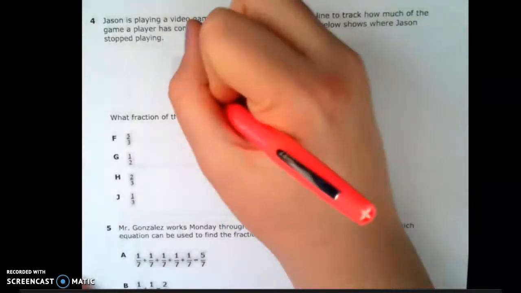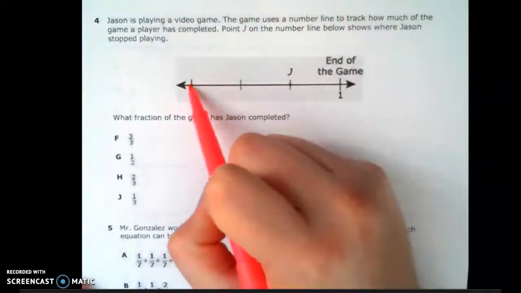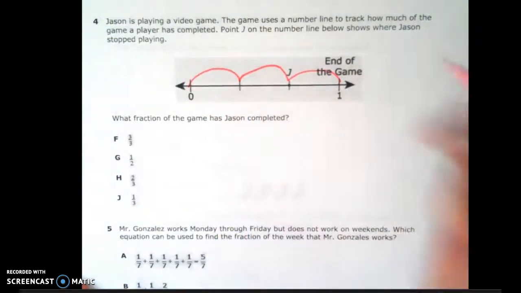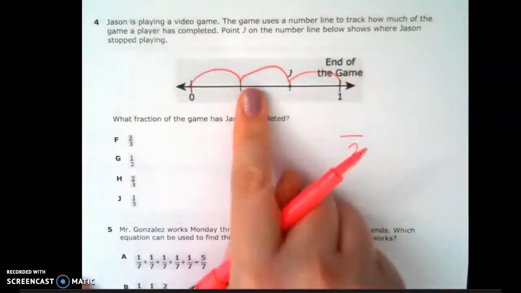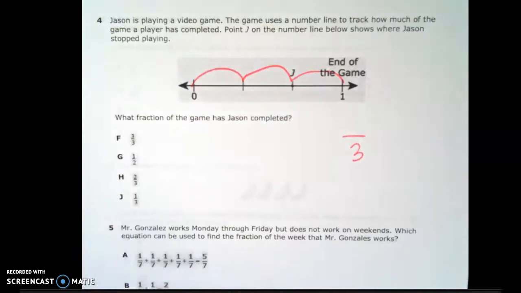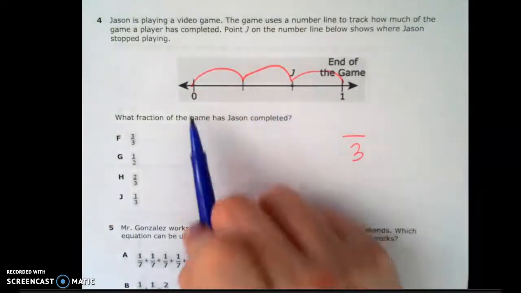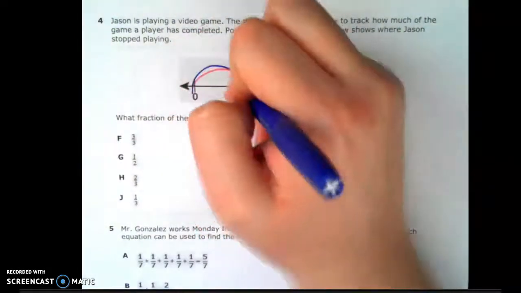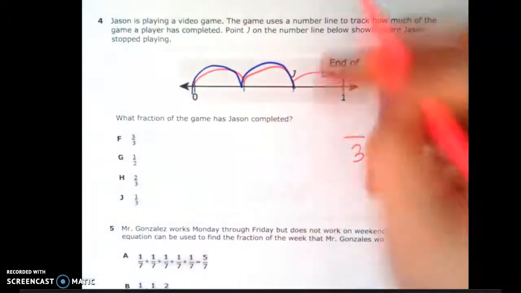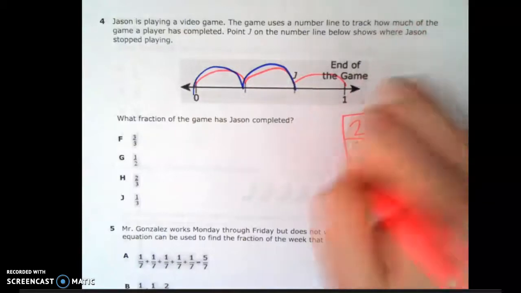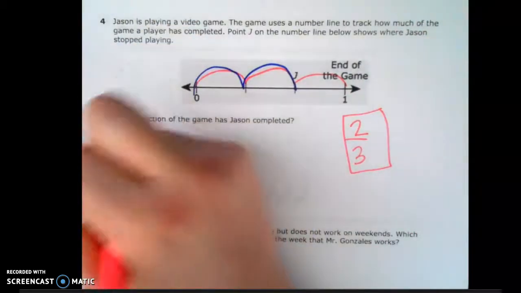So I'm going to count my spaces. 1, 2, 3. So the denominator of this is 3 because I have 3 equal spaces on my number line. Now I'm going to count to the letter J. So I'm going to count how many spaces go between 0 and the letter J. 1, 2. So what fraction of the game has Jason completed? Jason has completed 2/3. Letter H is your correct answer.